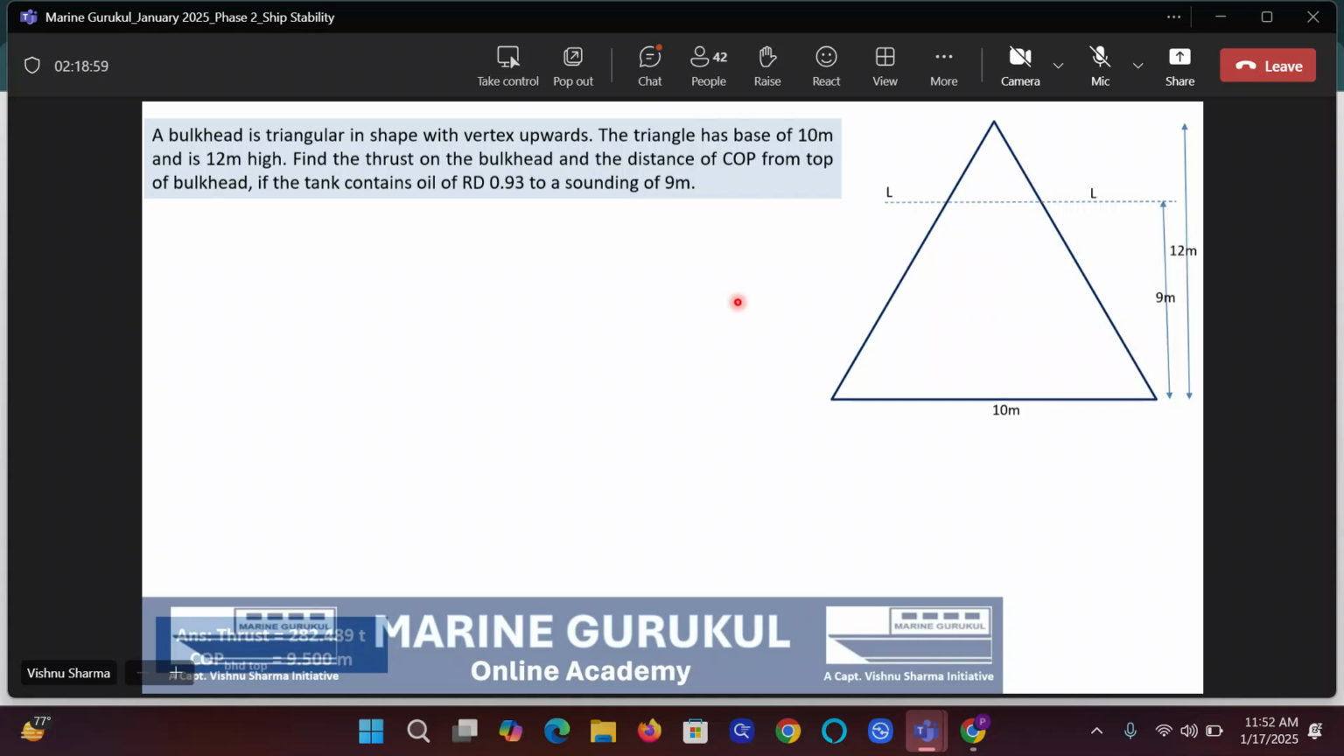Is this the diagram you made? Yes, sir. Okay. Anybody who messed it up, made it the other way without caring for the question? You have to read the questions carefully, guys. It's vertex upwards. Now, guys, what is the shape of the immersed area? Can you tell me the shape of the immersed area?